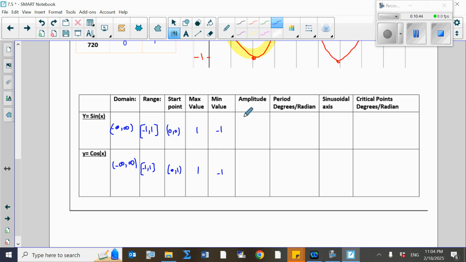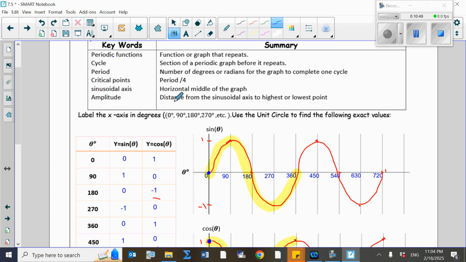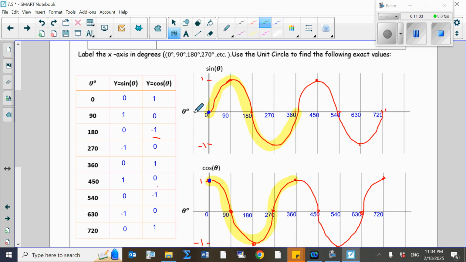Now, let's see what amplitude is. Amplitude is given here. It's the distance from the sinusoidal axis to the highest or lowest point. So what is the sinusoidal axis? That's the horizontal middle of the graph. Horizontal middle of the graph is this line, the horizontal line that passes through the middle of the function. And here it is at y equal to 0. And also here, the horizontal middle is this one.